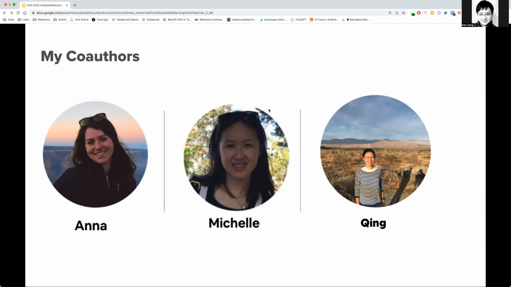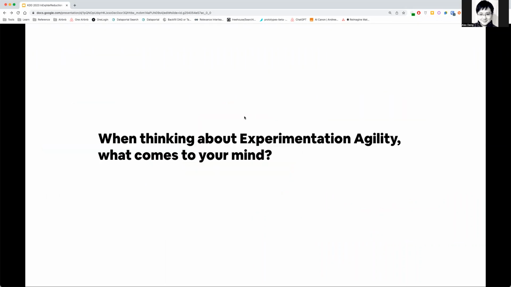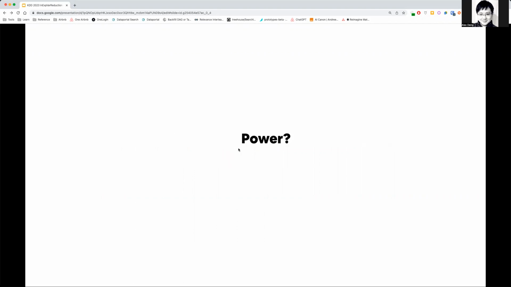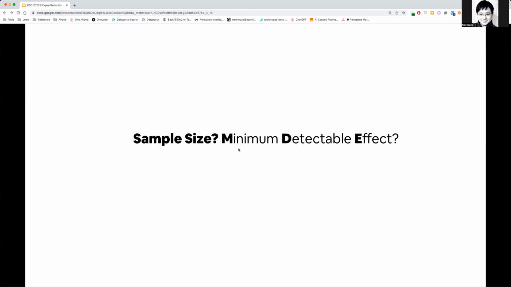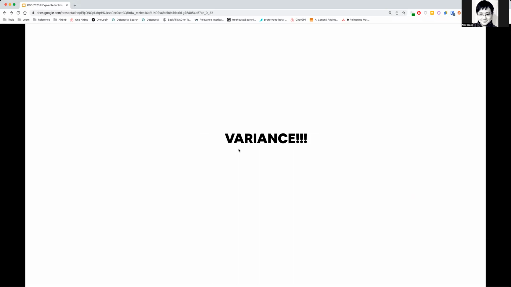Let's jump in. If you have experience with online experimentation or A/B tests, let me ask you this question. When you think about agility, what is the single most fundamental concept that comes to your mind? Is it power, confidence interval? Maybe it's t-statistics, p-value. Maybe it's sample size, MDE, minimal detectable effect. Well, these are all very important concepts, but they all depend on one thing, the variance.